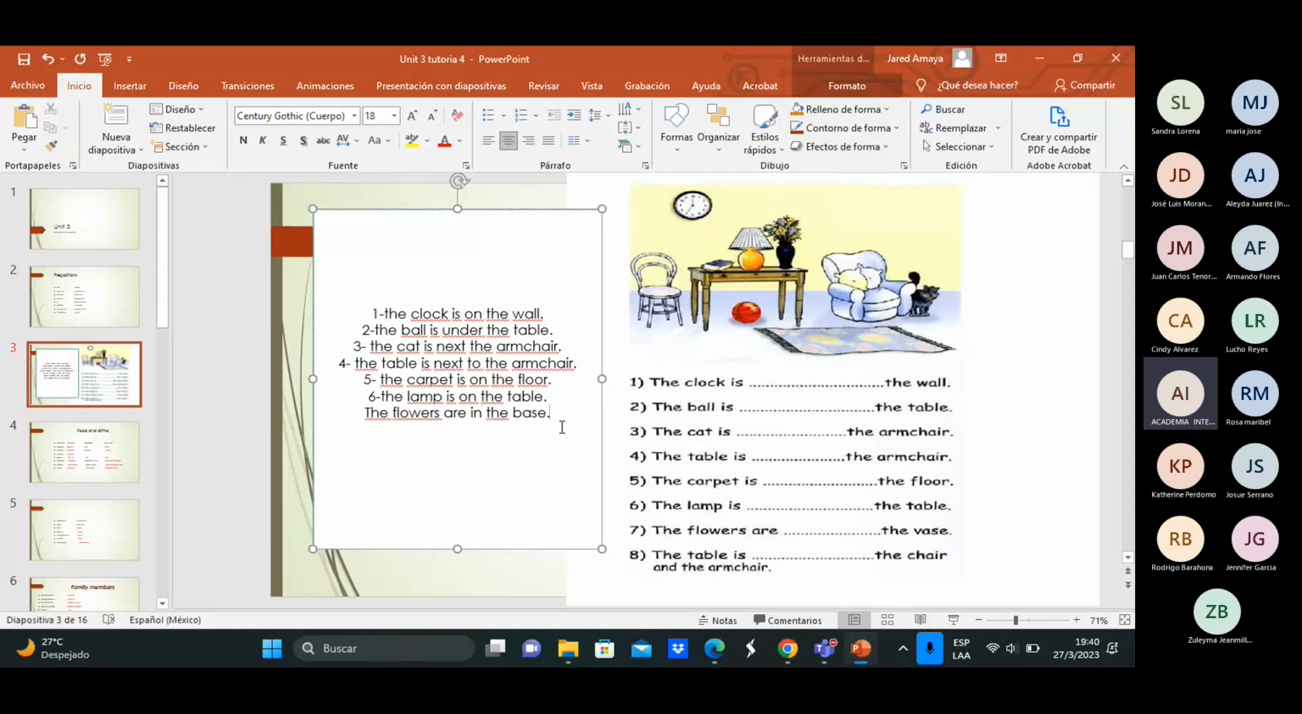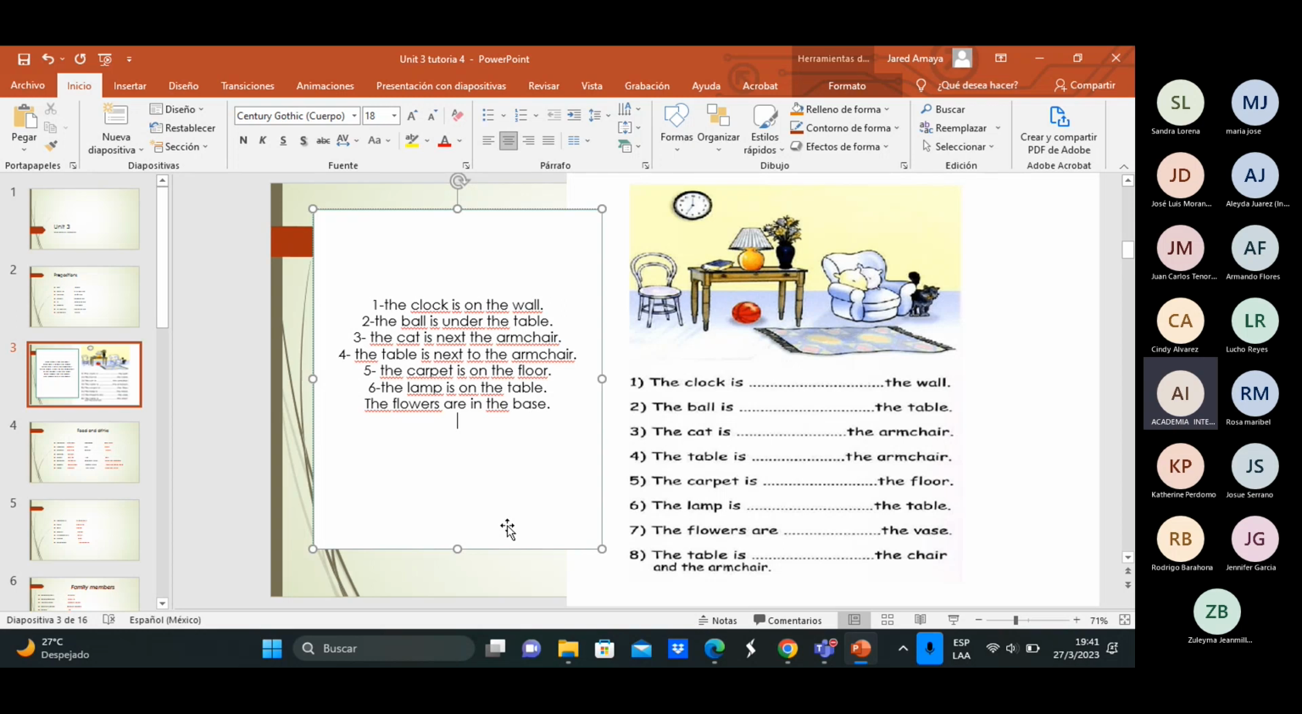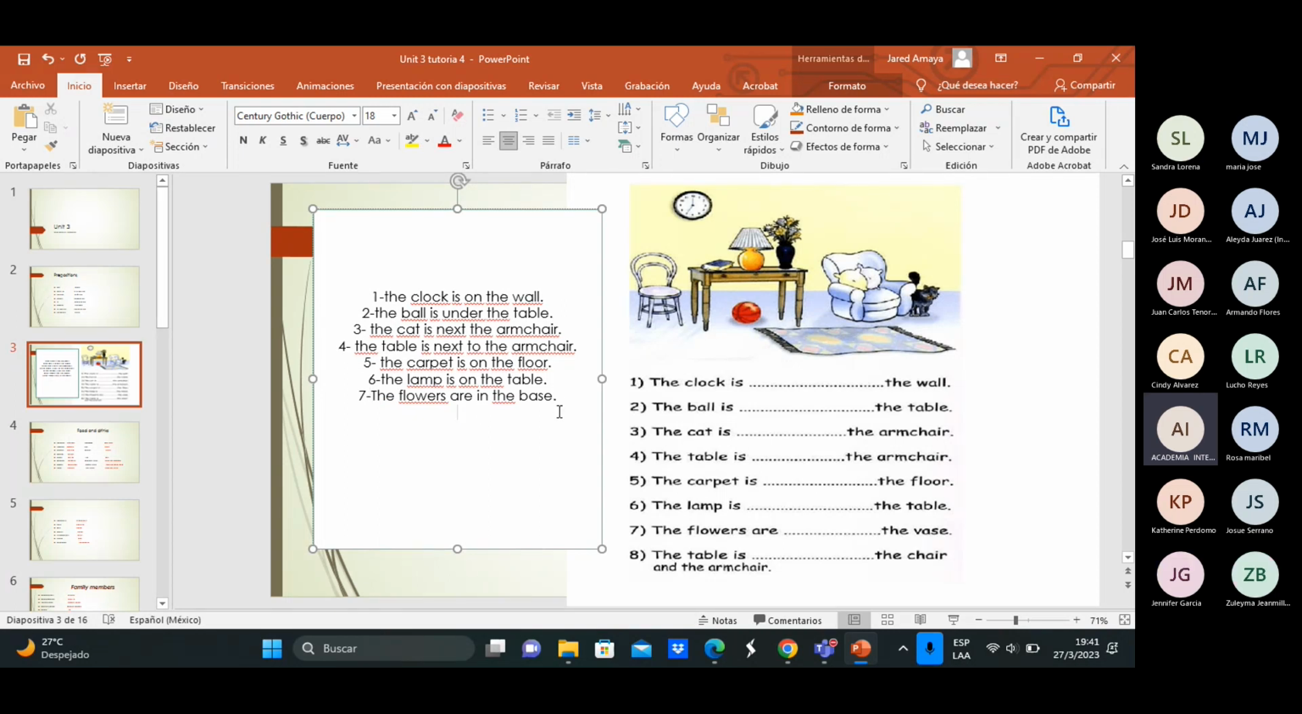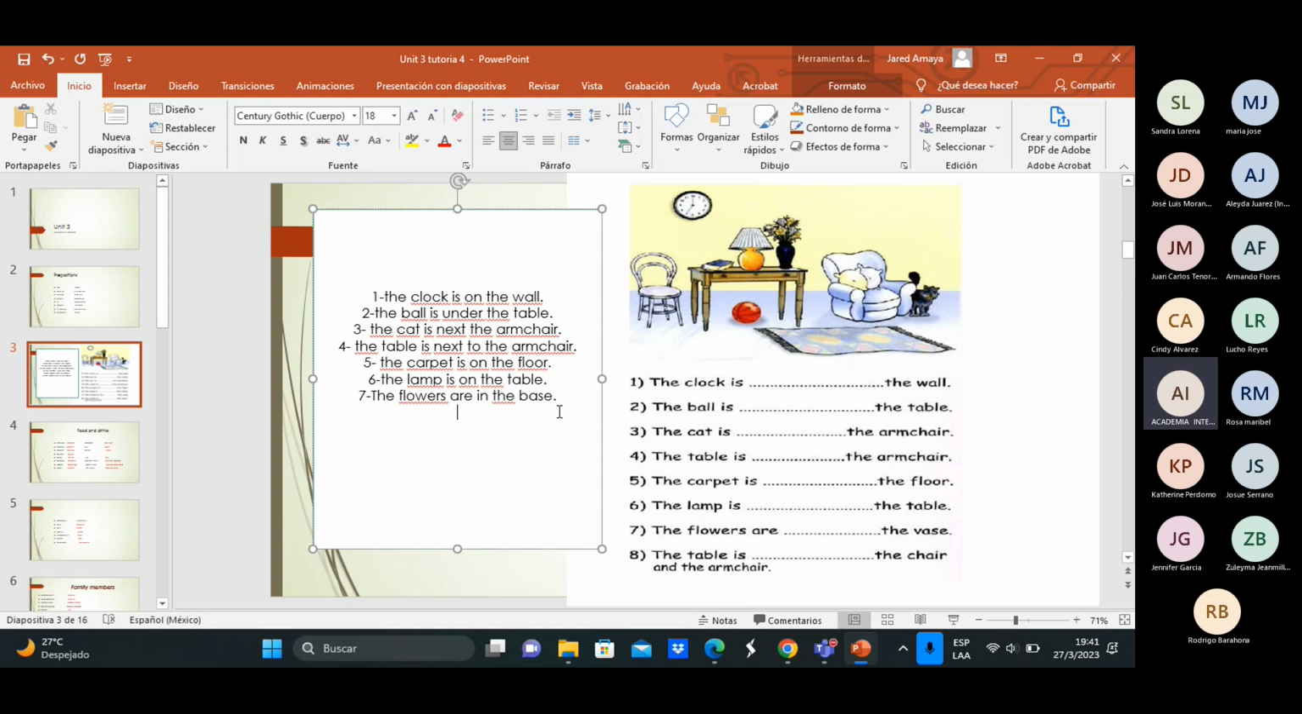And the last one. How would you make this one? I need someone who hasn't participated yet to participate right now. Alguien que no ha participado aún que participe ahorita. Number 8. Just pay attention to the image, a la imagen, and then you can create a sentence.